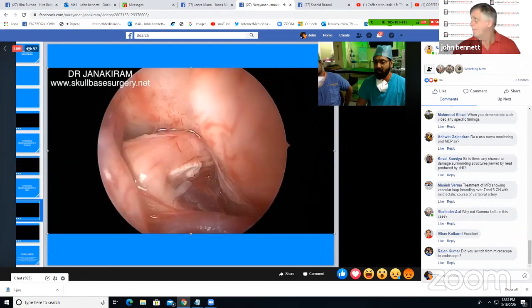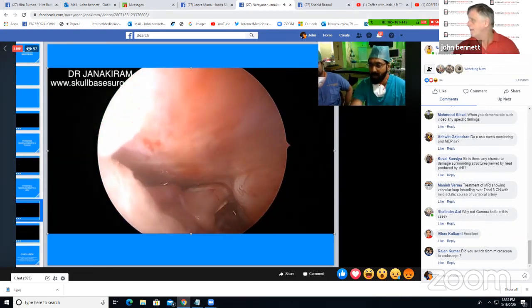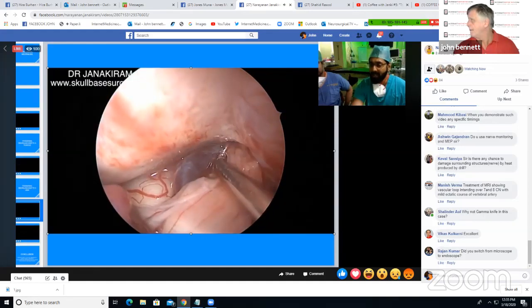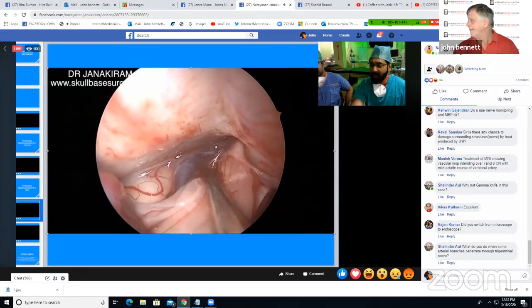You can see the vein. Can you all appreciate the vein there? Right there, and the Teflon is between the vein and the nerve. See the vein there. Now I'm just separating the arachnoid, releasing the vein there.